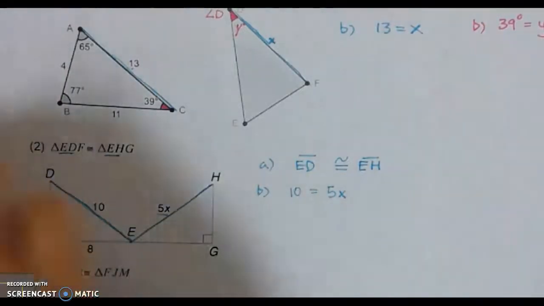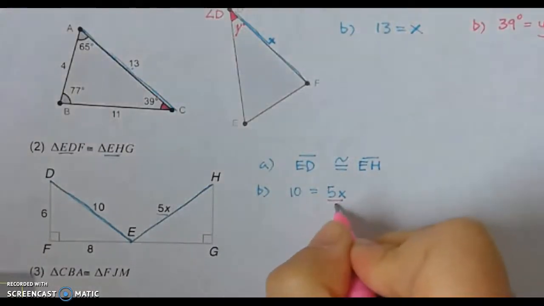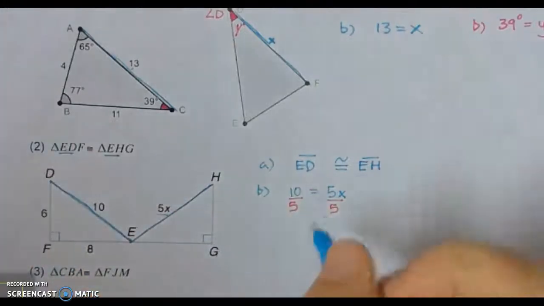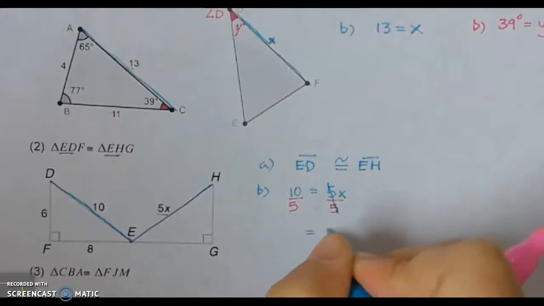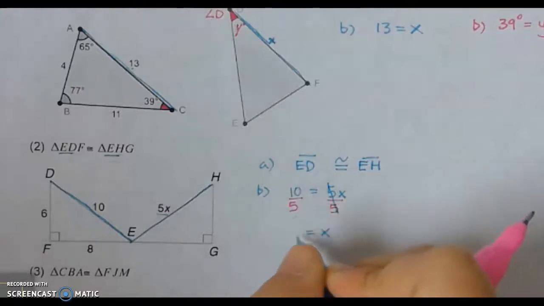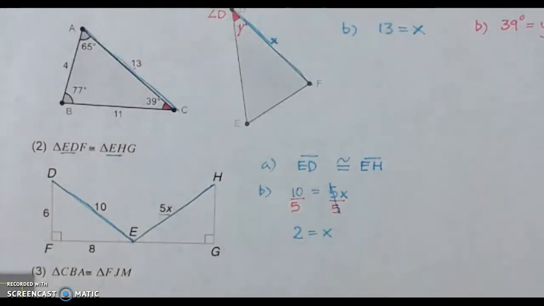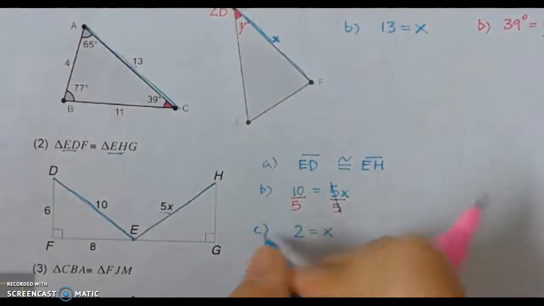And then from here I can divide both sides by 5, because 5x means 5 is being multiplied to x, and then this goes away and you're left with x on the right hand side. 10 divided by 5 is 2. So I have figured out what the value of x is. That was easy. Alright, and that was part C.